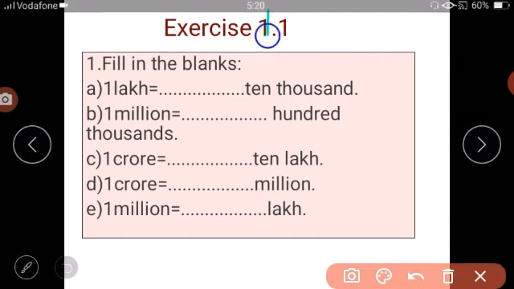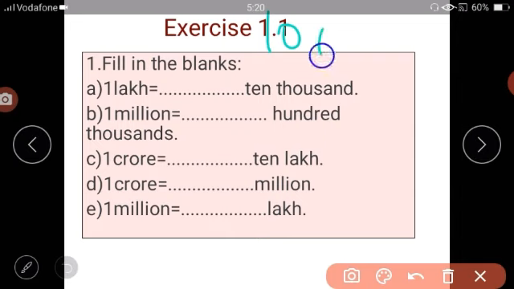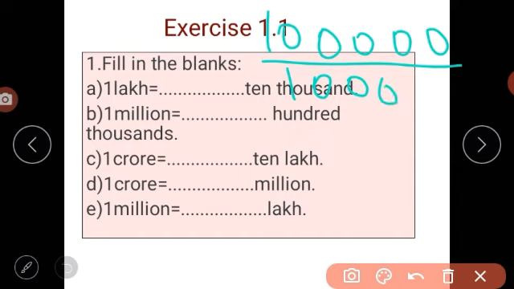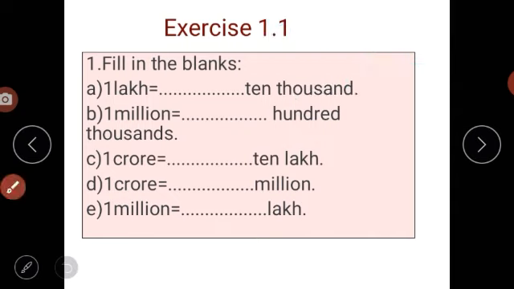We know that 1 lakh is equal to 1 followed by 5 zeros, divided by 10,000. Here how many zeros are there? 1, 2, 3, 4. So we have to cancel 4 zeros from the numerator as well as from the denominator. After cancelling the 4 zeros, the answer we get is 10. So we write the answer as 10.